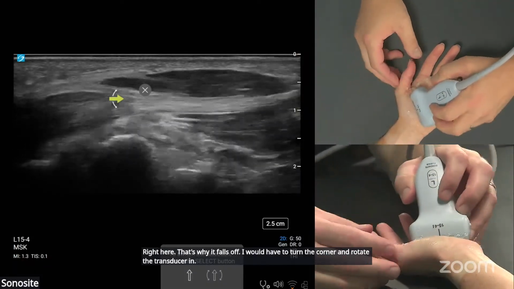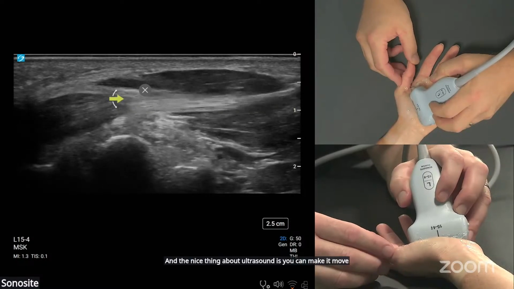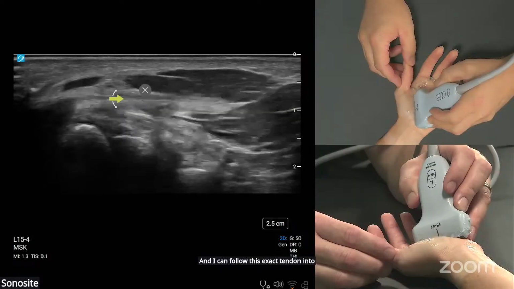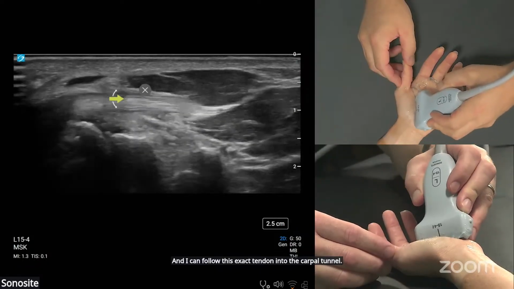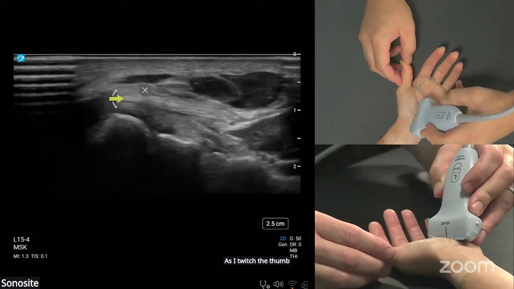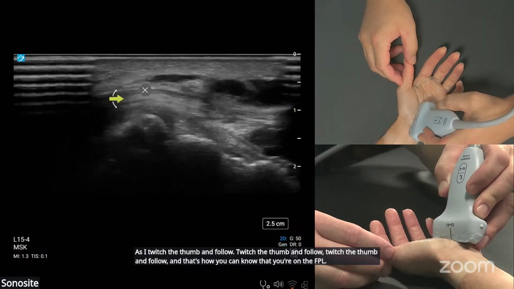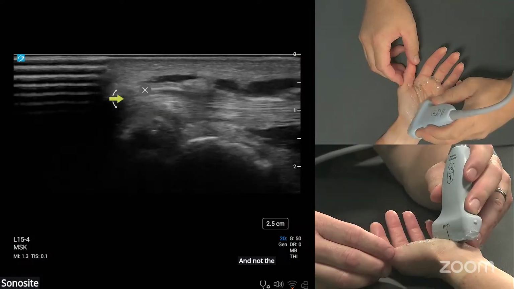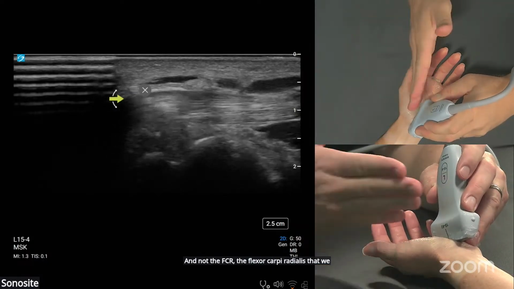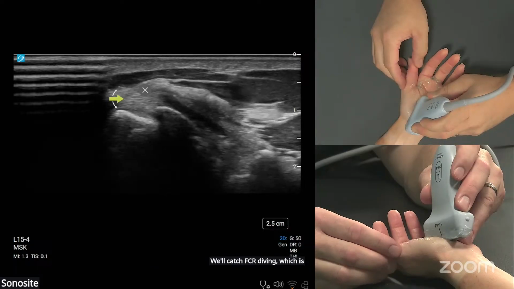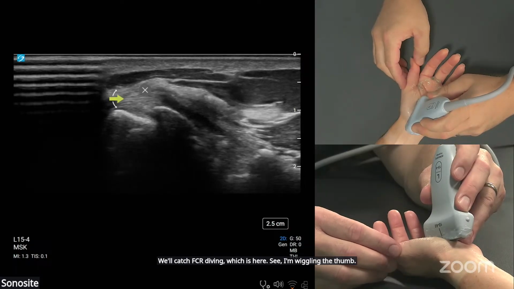And the nice thing about ultrasound is you can make it move. So I'm just going to twitch the tip of the thumb, and I can follow this exact tendon into the carpal tunnel as I twitch the thumb and follow, twitch the thumb and follow. And that's how you can know that you're on the FPL and not the FCR, the flexor carpi radialis that we covered. So if I go more radial from here, we'll catch FCR diving, which is here. See, I'm wiggling the thumb and FPL is wiggling on the side.